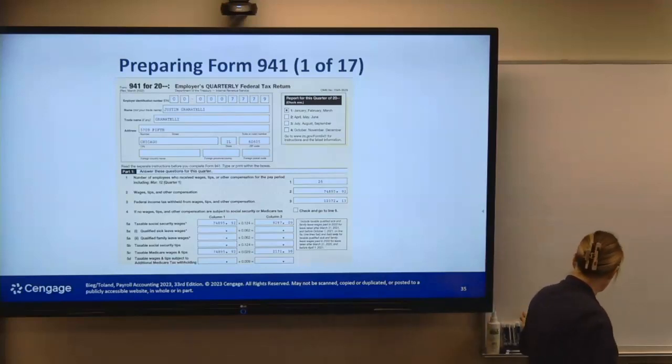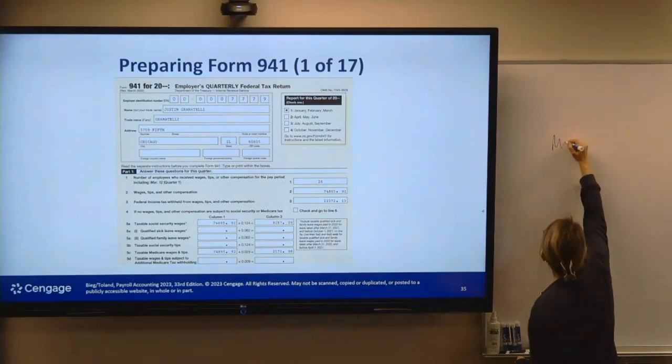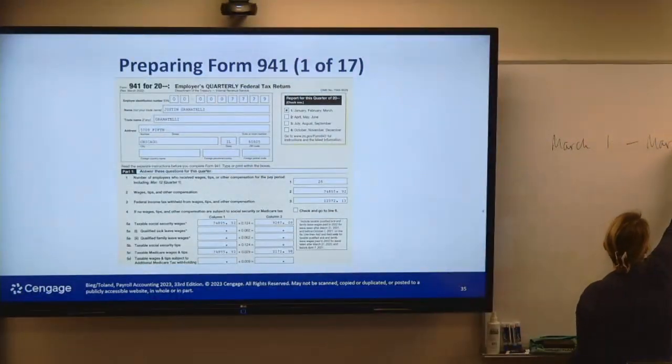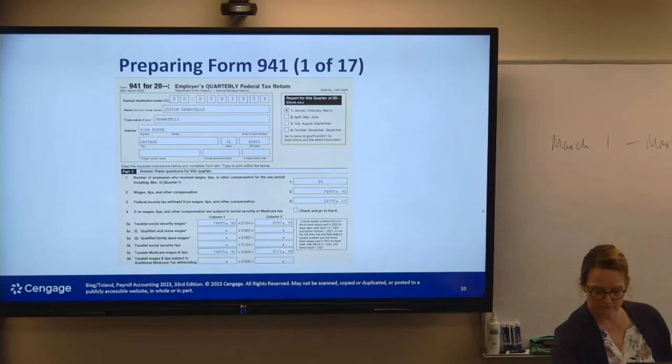So for example, if we have a pay period that ran from March 1st through March 15th, that's our pay period.